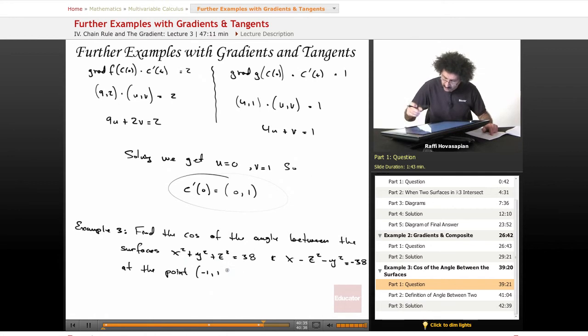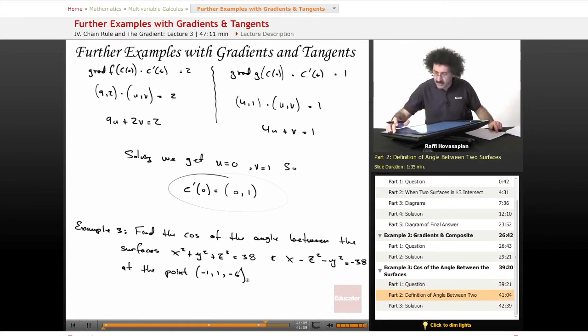We're starting to get these stray lines again, so I'm going to move on to the next page after I finish writing this. So find the cosine of the angle between the surfaces x squared plus y squared plus z squared equals 38, and x minus z squared minus y squared equals minus 38 at the point minus 1, 1, minus 6. At that point, the two surfaces hit each other. We want to find the angle that the two surfaces make with each other.